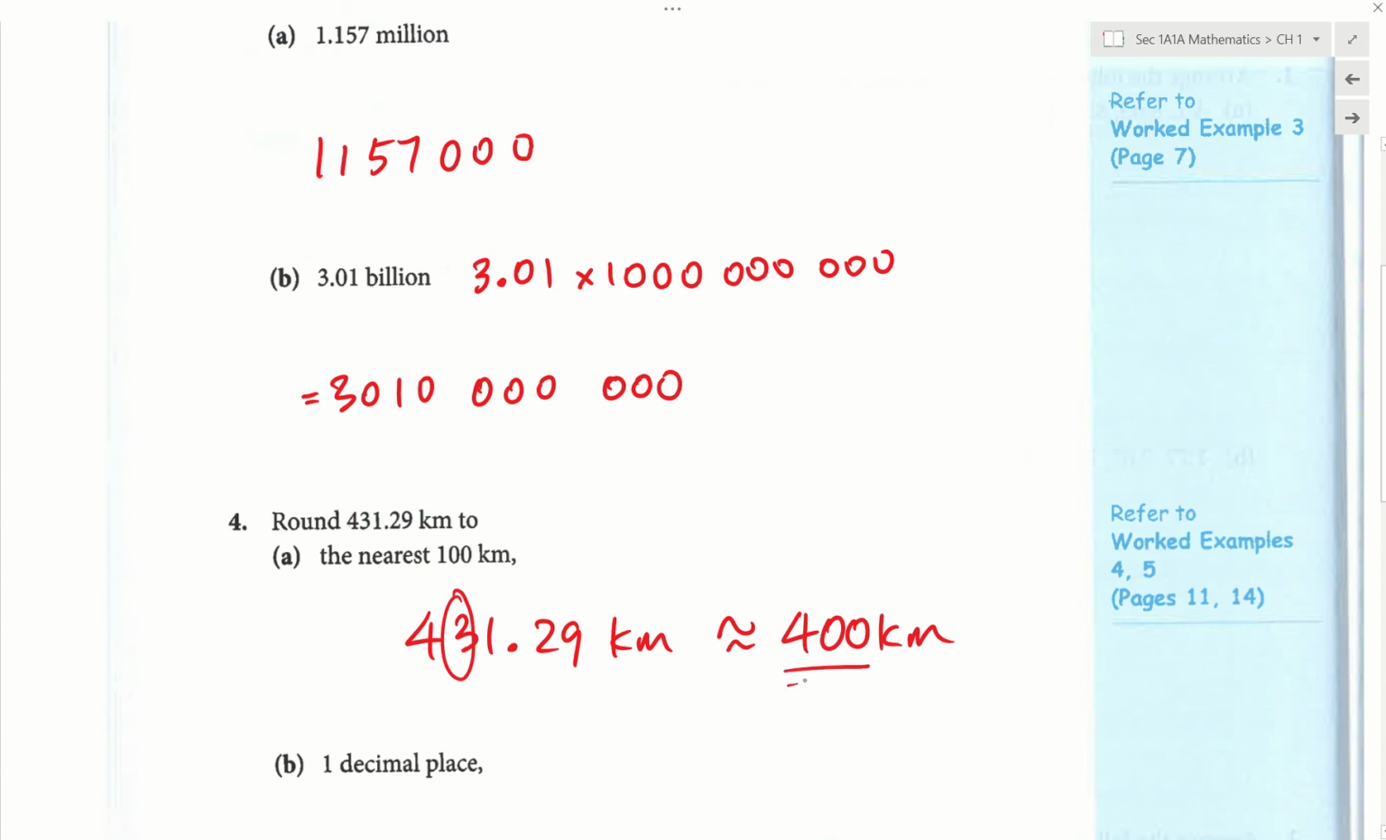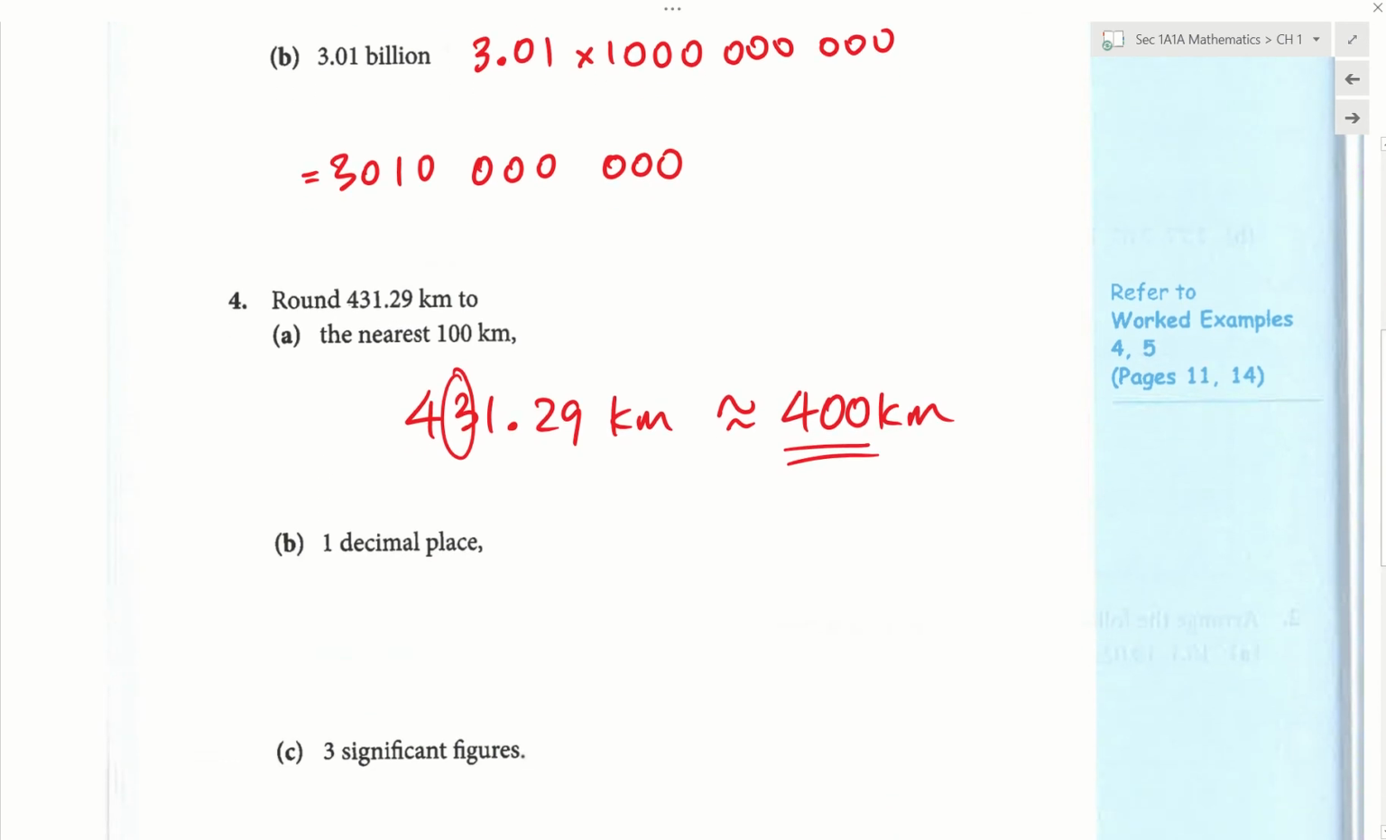So this is in the nearest 100. Okay, next. Who do we have? One decimal place. 431.29. What should we circle? Okay, wait. Next person. Yes. Oh, back to you again. Yes. What do we have? What's the name? Which number do we circle? 9. He says 9. Is it correct?